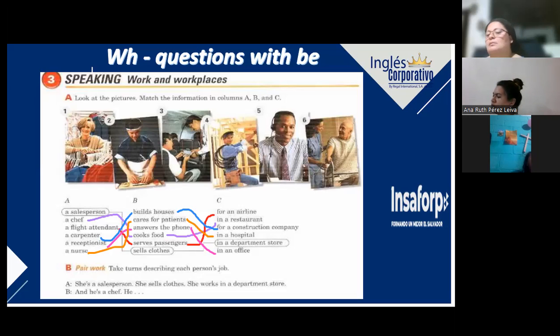Y así vamos adquiriendo step by step that one. Okay, vamos a los breakout rooms. And in a brief way, you will talk about your job, okay?